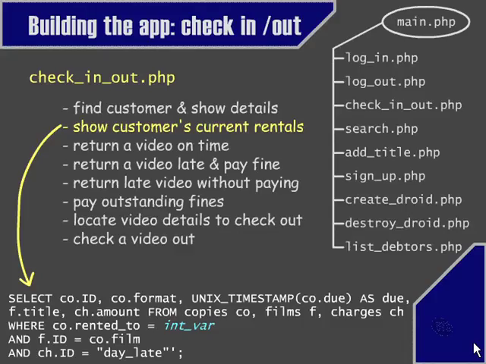And here we're pulling in the ID of the video and also the title of the film. Because we separated the films table from the copies table, we have to join these two tables to get the name of the video from the simple ID of the particular copy. We're also pulling in the information for the late fees, which we pull in from the charges table.